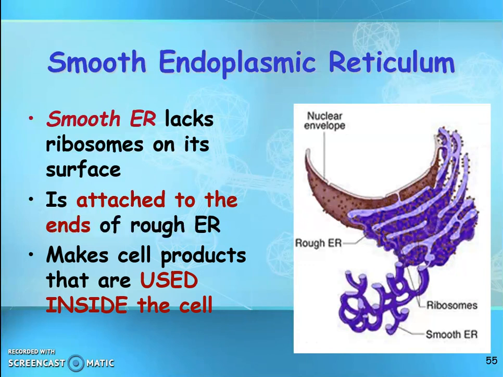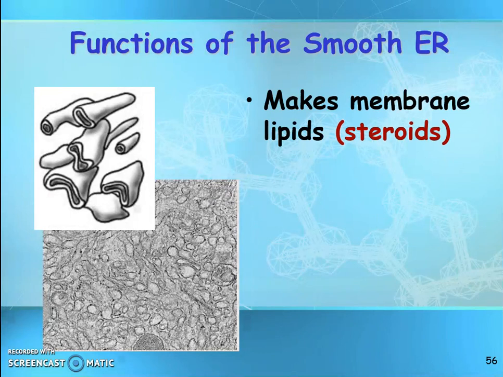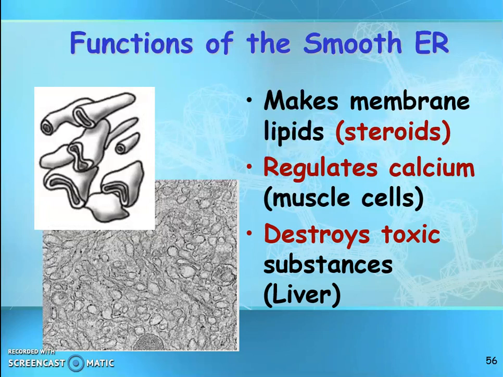The smooth endoplasmic reticulum makes cell products that are used inside the cell. And what are the products? They are lipids, which are steroids, and it regulates calcium. So the smooth endoplasmic reticulum in the muscle cell functions to regulate calcium, which you will see in detail is the main function for moving these muscle cells. One of the functions of smooth endoplasmic reticulum present in the liver is to destroy the toxic substances which are produced due to the various metabolic activities of the cell.